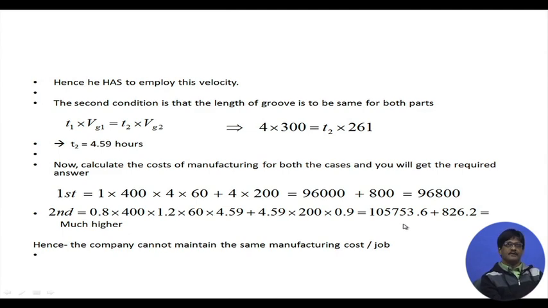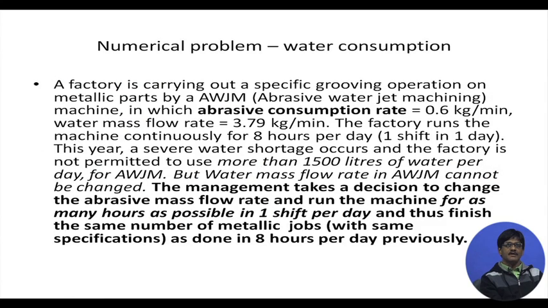Okay, let us take the next one. Numerical problem on water consumption. This was what we were discussing. So, a factory is carrying out a specific grooving operation on metallic parts by abrasive water jet machining, in which abrasive consumption rate is 0.6 kgs per minute. Okay, that is understood. Abrasive consumption is 0.6 kgs per minute. Water mass flow rate is 3.79 kgs per minute.